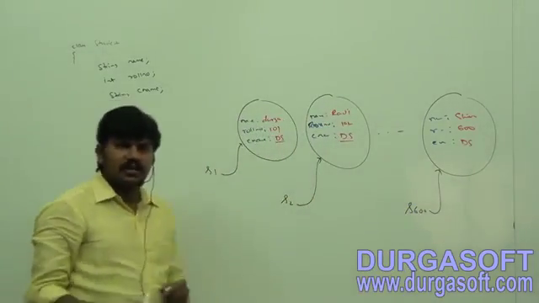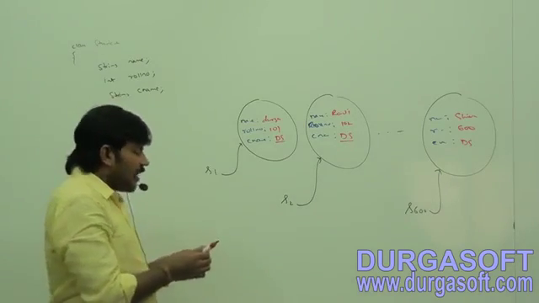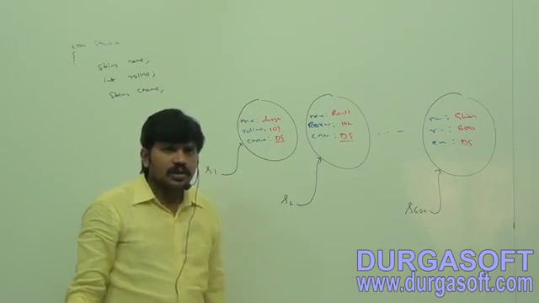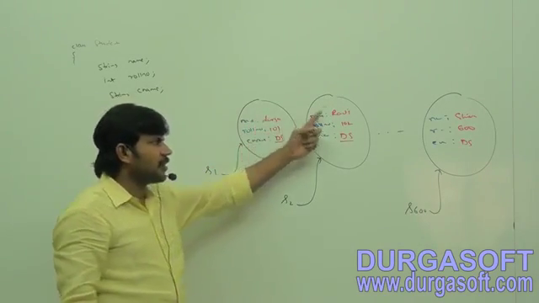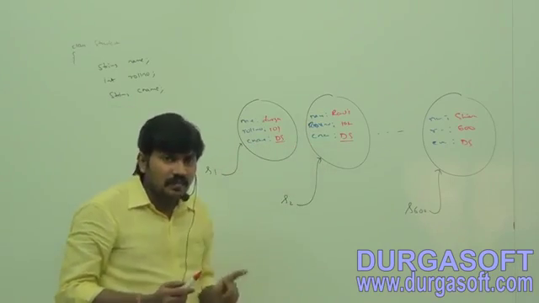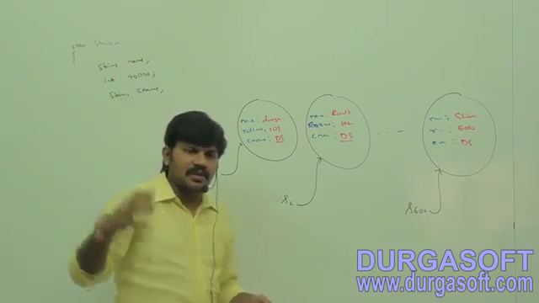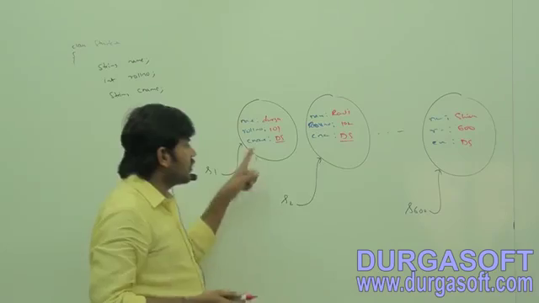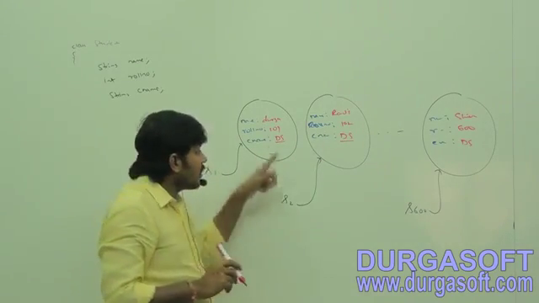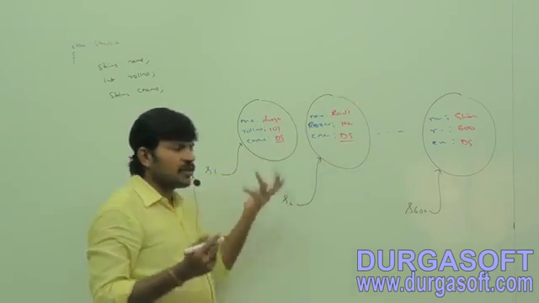Are you getting it? The college name is Durga Soft. If you observe, the values of name and roll number vary from object to object, so there is a separate copy. But the value of college name is the same for all students. Within the same college, all 600 students have the same college name only. For all 600 students, the college name is Durga Soft only.